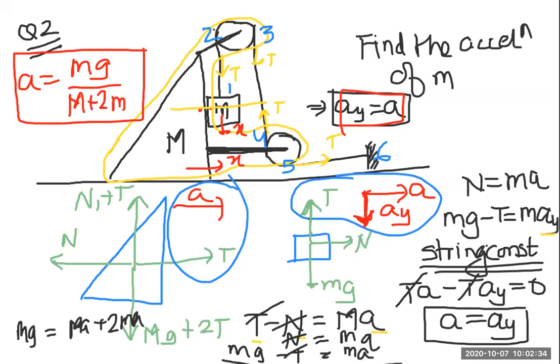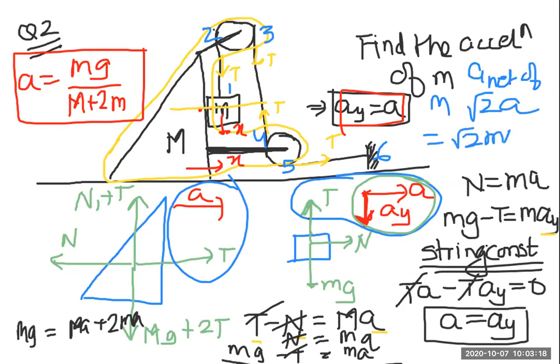What Dhanush has correctly pointed out is that the acceleration that I have written is only the x component of acceleration of small m. Small m is moving horizontally as well as vertically, right? So the net acceleration of small m must be the vector sum of ax and ay, which must be equal to root 2 a. Therefore, it must be equal to root 2 mg upon m plus 2. This is the answer, yes.